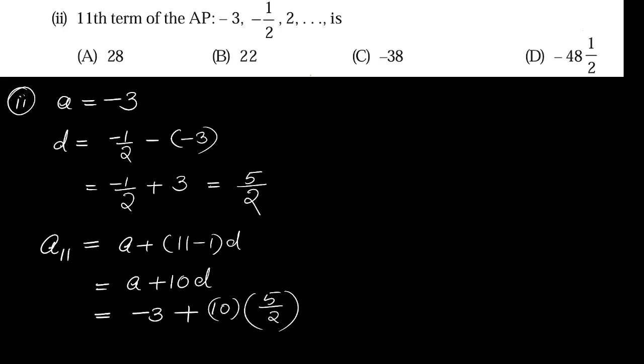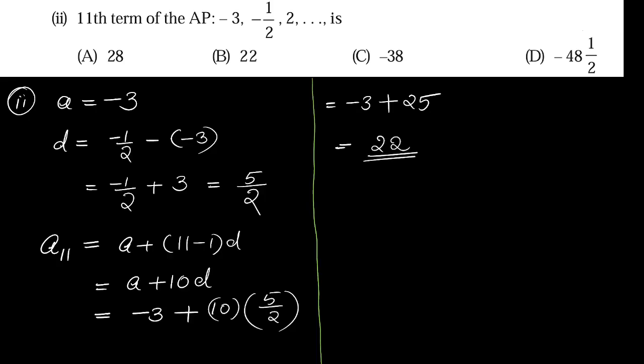Understood? All of it clear? So we get -3 plus... Shall I discuss this calculation? 10/2 will be 5. 5 into 5, 25. You will get the answer as 22. Option B is the correct answer.